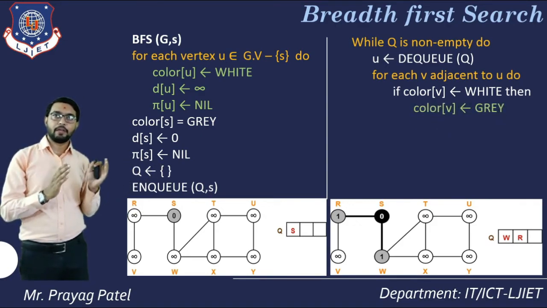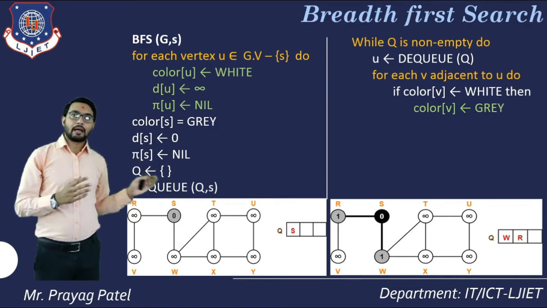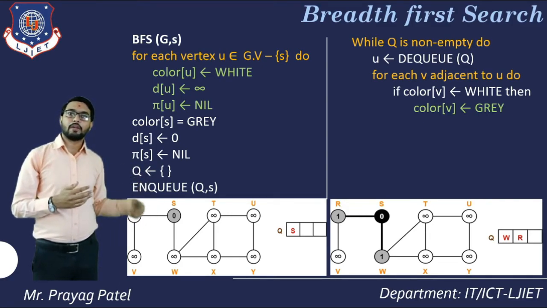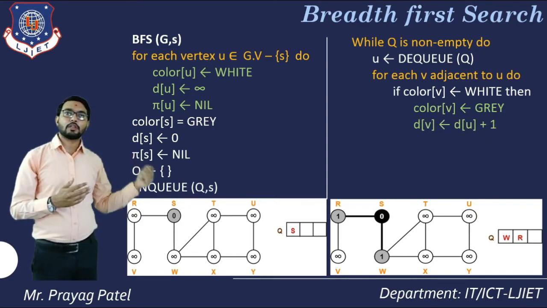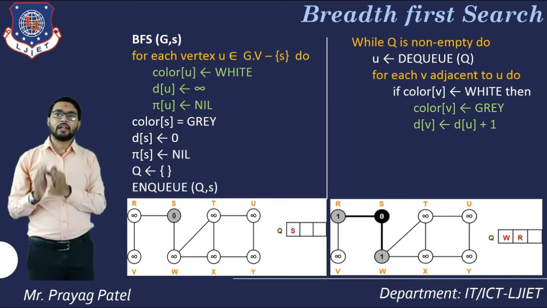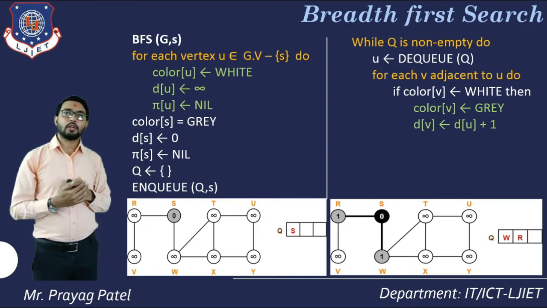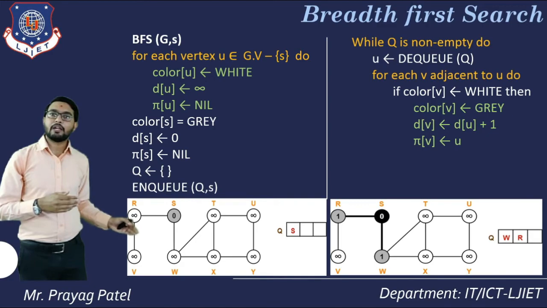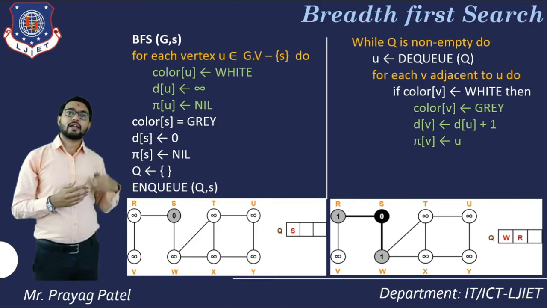So here color of V equal to gray. The neighbor of S is R. R's color is white, yes, so we set color of R equal to gray, and likewise color of W equal to gray. Now d of V equal to d of U plus 1. So the distance of your neighbor node R equals 0 plus 1, since distance of U is the distance of S. So 0 plus 1 equals 1. Then pi of V equal to U, meaning the parent of the child node. So the parent of node R is S, the parent of node V is U.